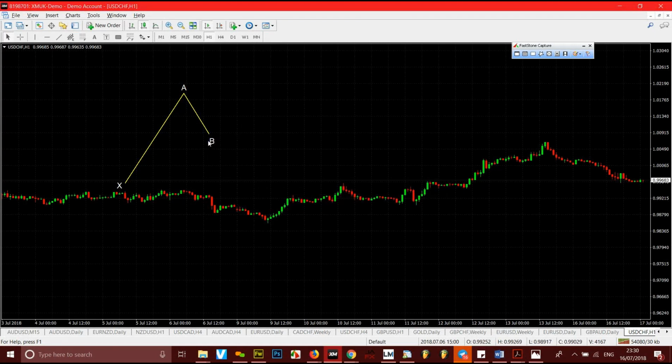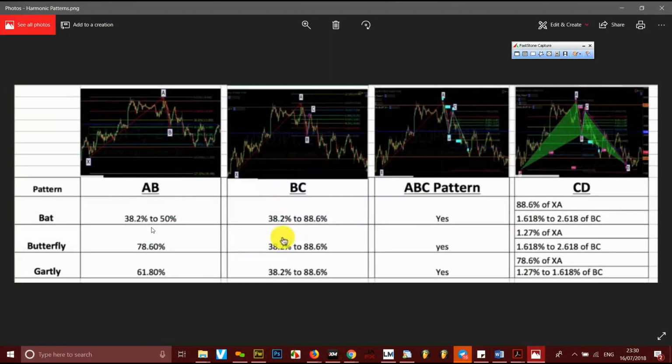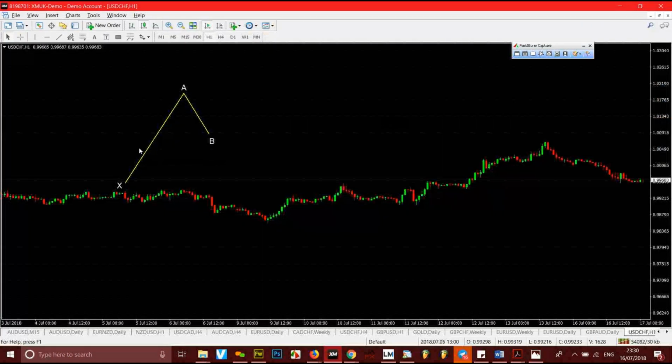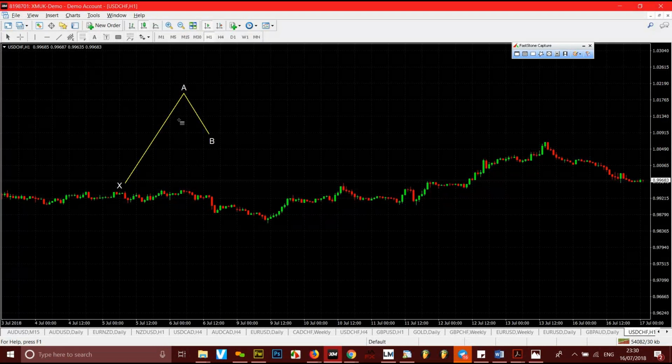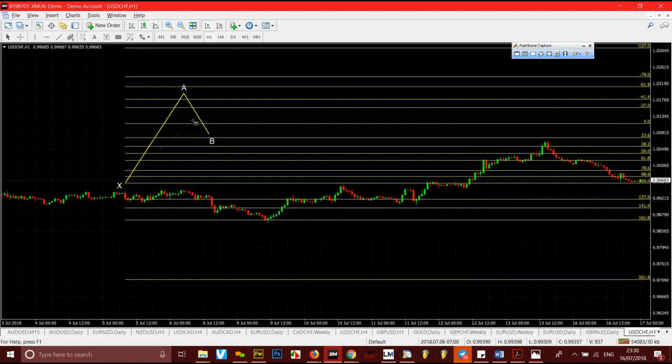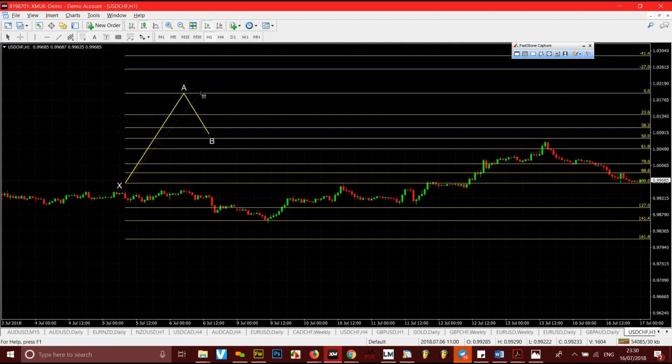And how do you find the exact number based on what you've been given here? Because it said Gartley, your AB should be 61.8. So how do you find it? Using your Fibonacci. You have to draw your Fibonacci from your X to your A. So what level are you looking for? I'm looking for a 61.8, which is that level.